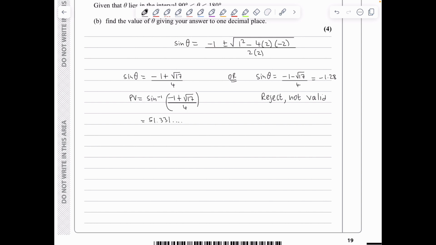51.331... So we know that theta is the PV plus 360k, or theta is equal to 180 minus the PV of 51.331... plus 360k. Since theta is between 90 and 180, we conclude that theta is 128.7 by setting k to be 0 in the second formula.